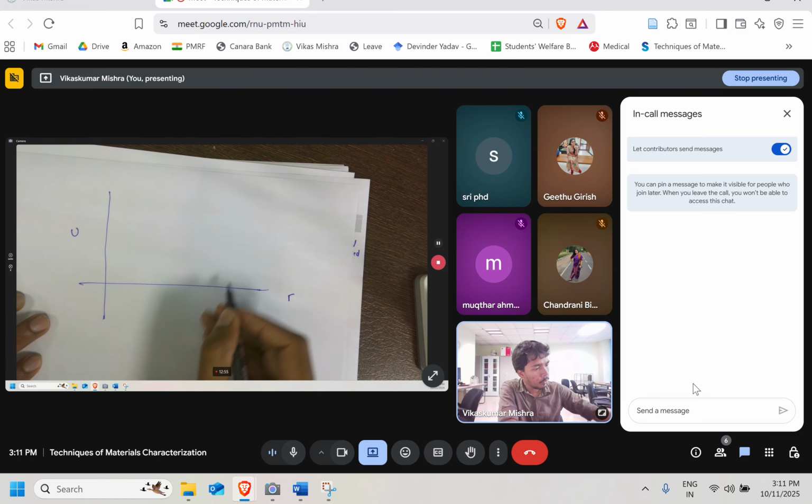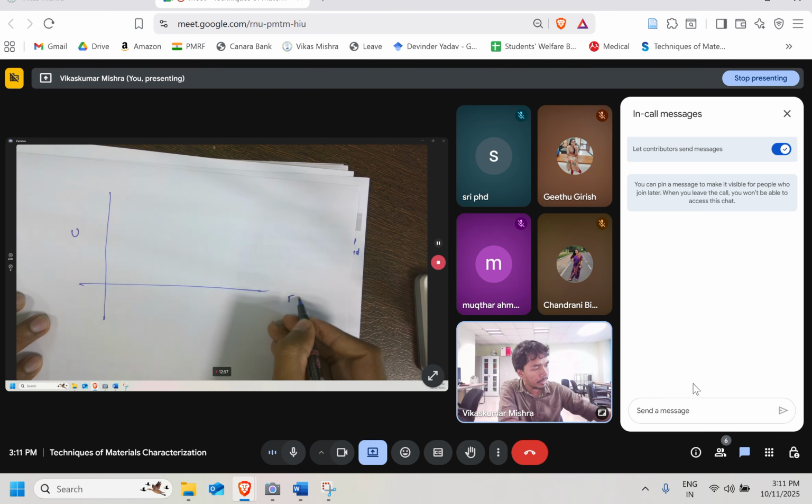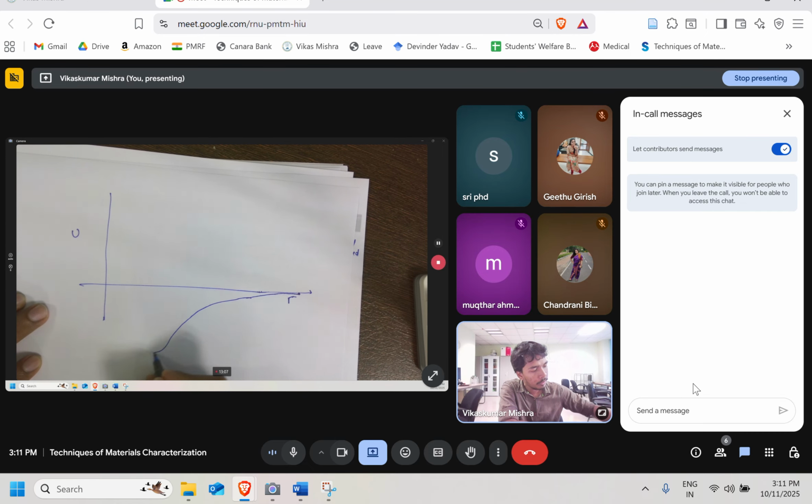When the two atoms are very far apart, let's say this is the distance between the atoms, when they are very far apart, the energy will be close to zero. When they try to come close to each other, they will form this type of well.